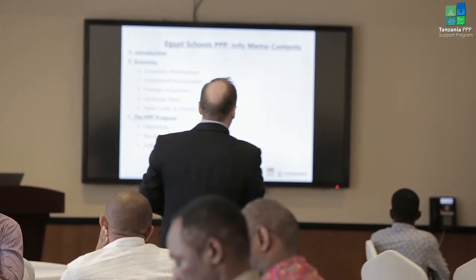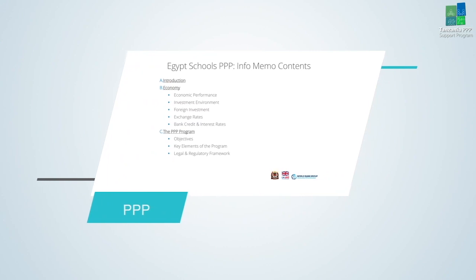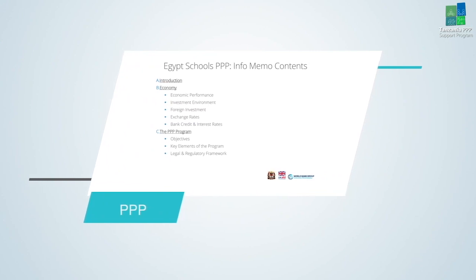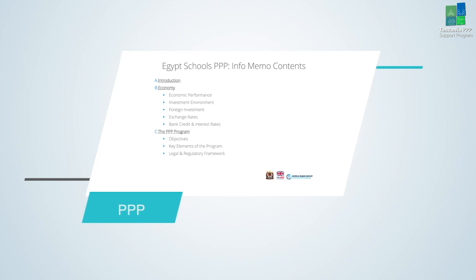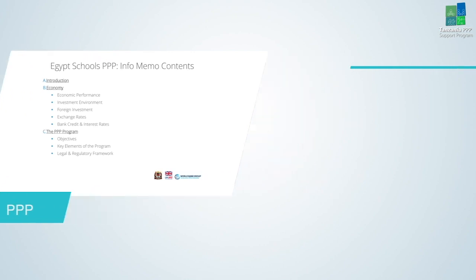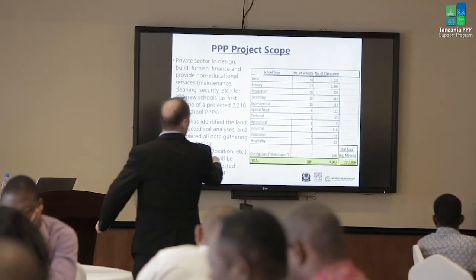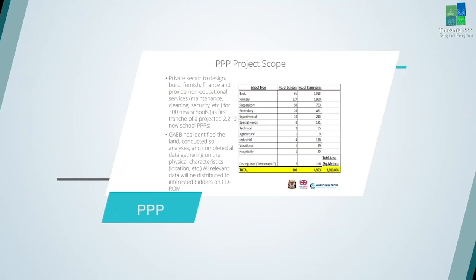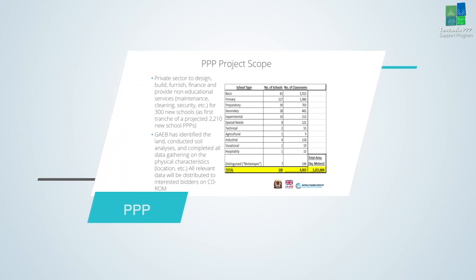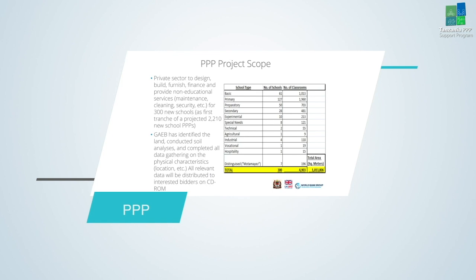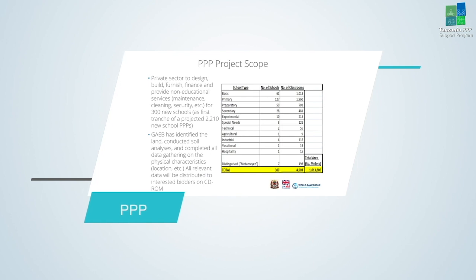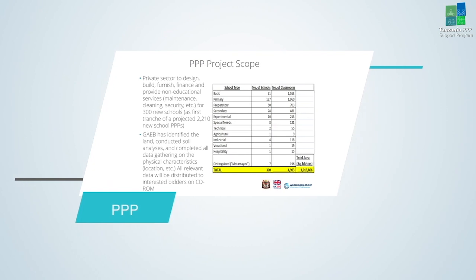So here they were, the schools divided up around the country. Here you'll see the contents of the info memo. Again, it's pretty standard in this case. Here you'll see the number of schools, the first group of 300 schools. You'll see that it was spread out between basic schools, primary, preparatory, secondary, even industrial and vocational schools, so covering a broad range there.